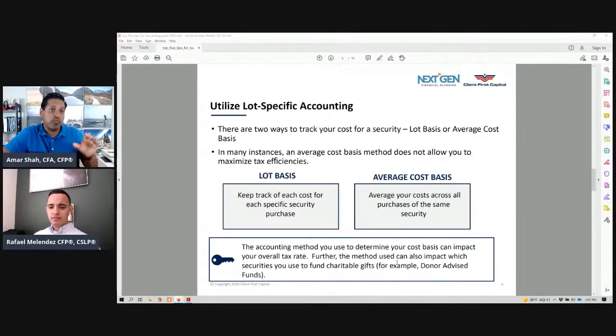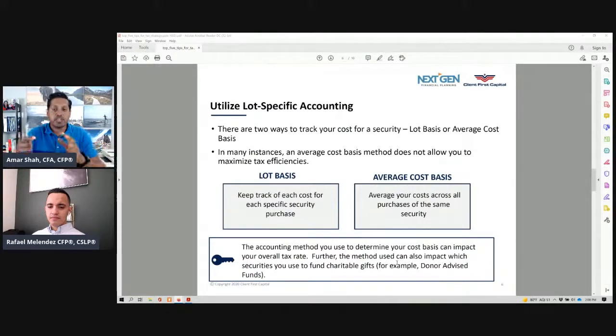You can potentially have one position that you've bought in over a period of time where you have some lots that have a capital loss and some that have a capital gain. If you're selling some to create liquidity, and you're in a high tax bracket, you probably want to sell the ones that have losses, not the ones that have gains. By being able to control that, you have to change your tax recording method at your custodian to lot basis. And this could change a lot of things.